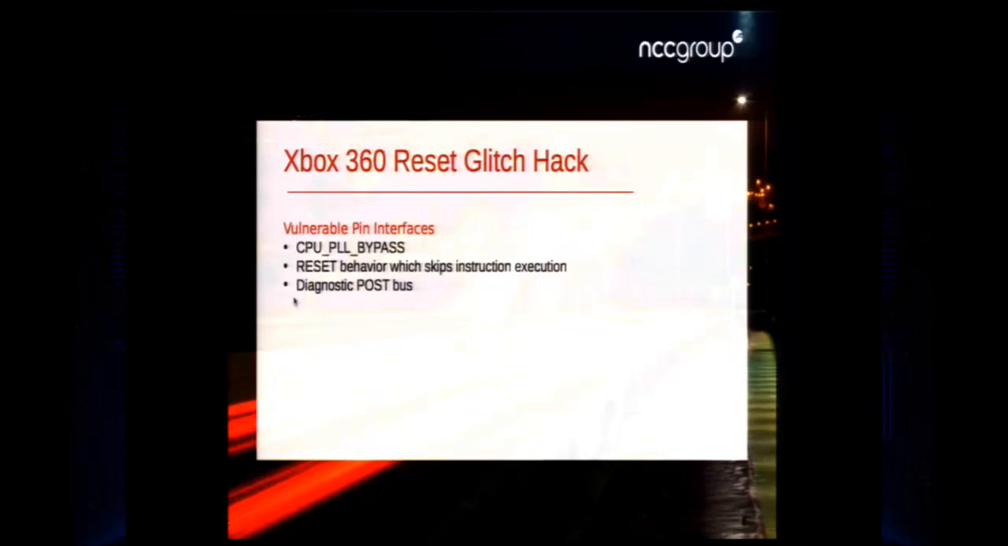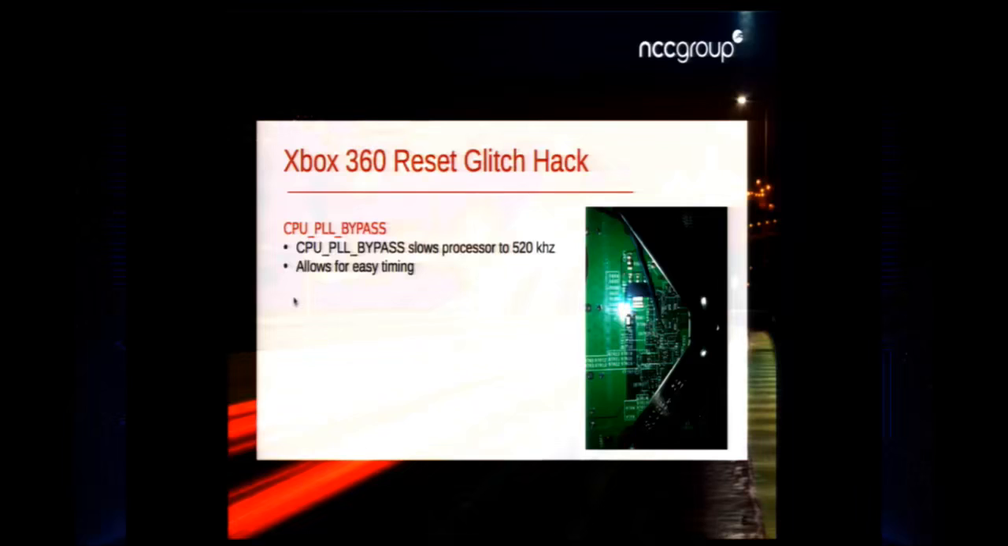So the exploit consists of really three main components: one, the CPU PLL bypass, the reset behavior, and the post bus, which emits signals indicating what is being executed within the Xbox 360. The CPU PLL bypass, when asserted, slows down the processor to 520 kilohertz. This allows for significantly easier timing when we're trying to implement the attack on the device.